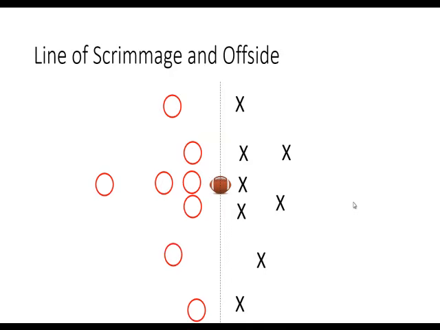The line of scrimmage, signified by this dotted line, runs through the middle of the football and is an imaginary line that separates the offense from the defense. If an offensive player moves or a defensive player crosses the line of scrimmage before the ball is snapped, the defensive player is considered offsides. The offensive player would be considered a false start because they moved before the ball was hiked.